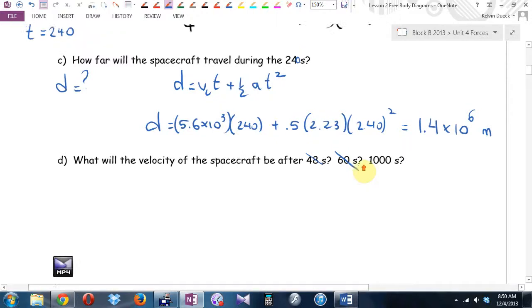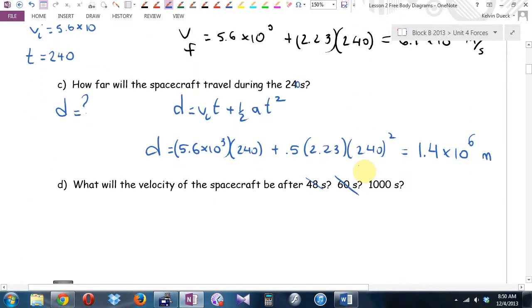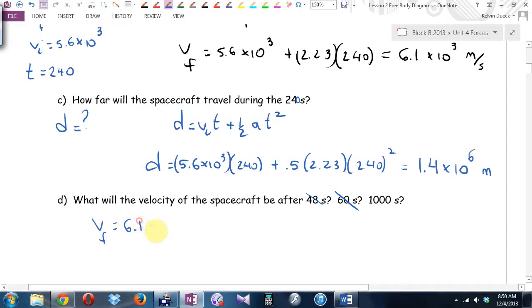But here's my question. It says in part B, if the spacecraft maintains its acceleration for 240 seconds, and then what does it do? It turns off its engine. So here's my question. What's its velocity after 1,000 seconds? This is Newton's first law. In outer space, once you turn off your engine, unlike on Earth where there's friction, do you slow down? No. Do you speed up? No. You keep going at a steady speed. So after 1,000 seconds, since it turned its engine off after 4 minutes, its velocity is still whatever v final was. It's still 6.1 times 10 to the third meters per second.